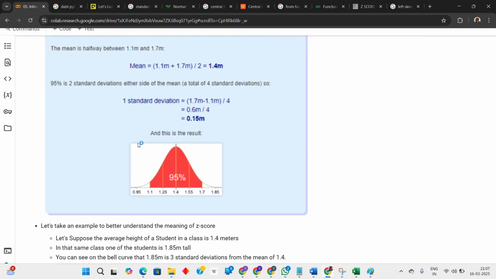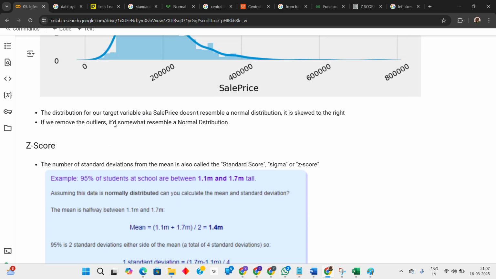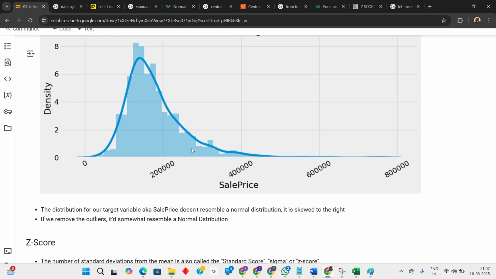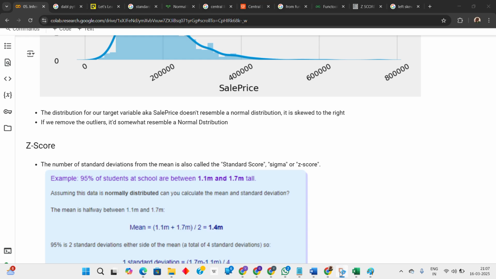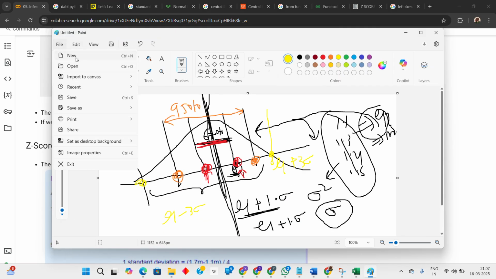Okay, then the second concept is what? Standard normal distribution. Okay, and one more topic I told you, right? Standard normal distribution. What is that concept? Standard normal distribution is simply where we apply a Z score. Okay, so let me show you one more thing.